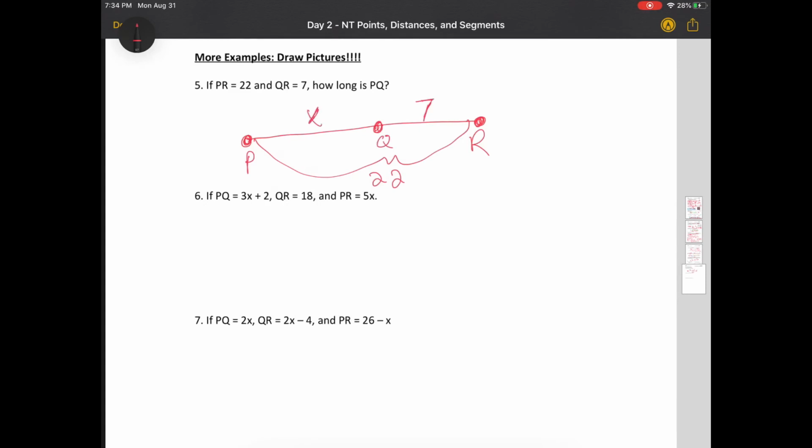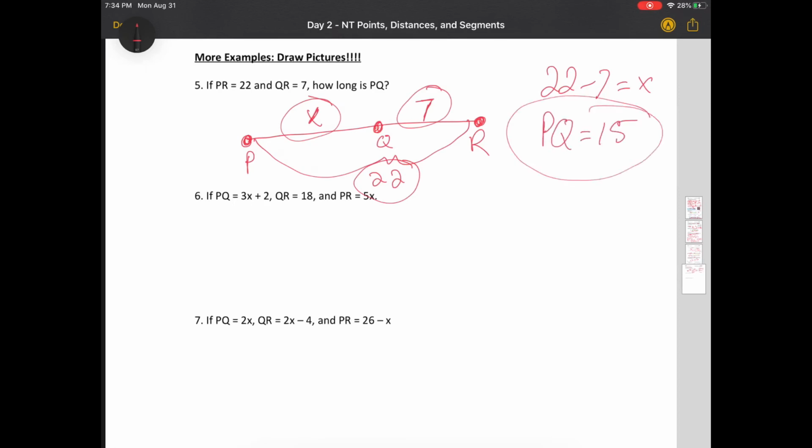Now we're looking for P to Q. So how would we do that? We'd have to take 22 and subtract 7 from it to get this missing piece here. So 22 minus 7 equals our missing piece, X. When we do that, we get that PQ is equal to 15. Pretty simple there. So it's all about drawing the picture here to help yourself out.